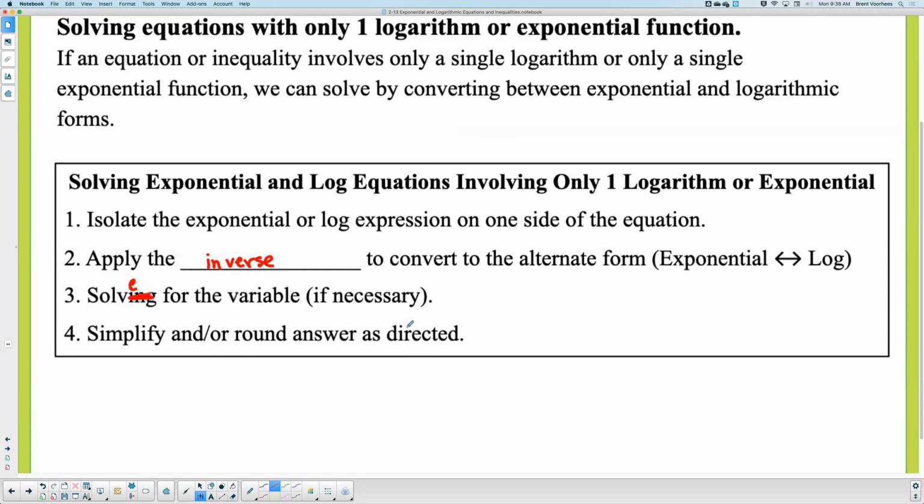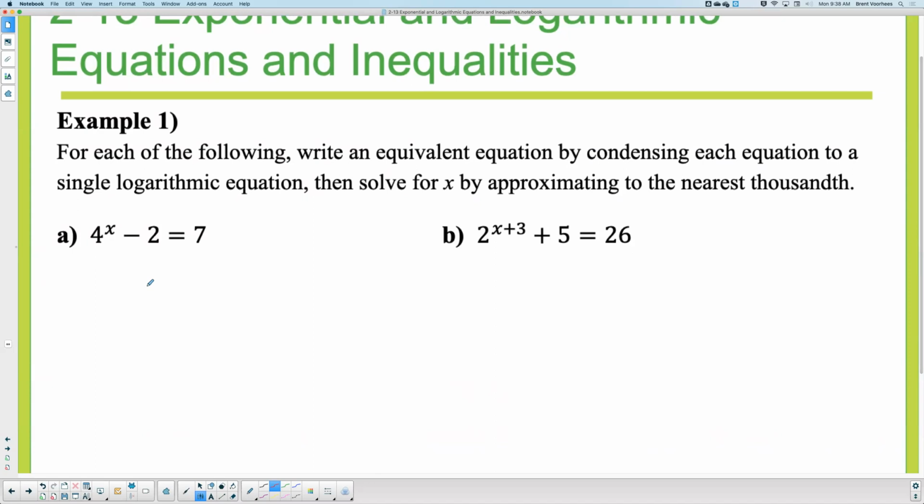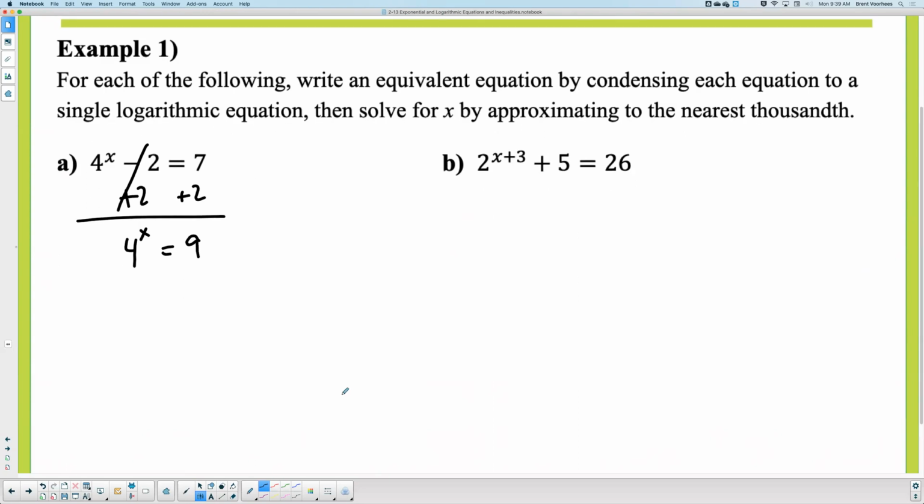So let's apply some of these. Number 1, part A, we're given this. If you remember, the first step on that previous slide said to isolate either your log or your exponential. So in this case, what are we working with, a log or an exponential? We're working with the exponential. It's right here, the base of 4 raised to the power of x. We want to isolate this. So how do we isolate 4 to the power of x? All right, add 2. So 4 to the power of x equals 9. Now we've isolated the exponential, the base and power.